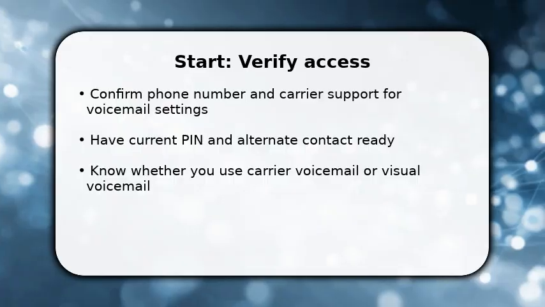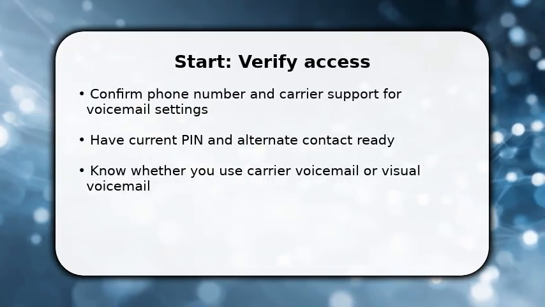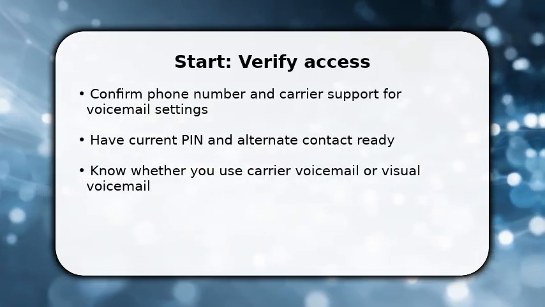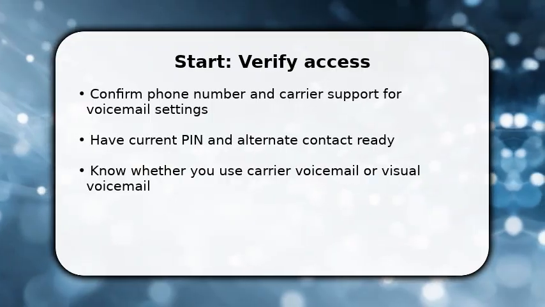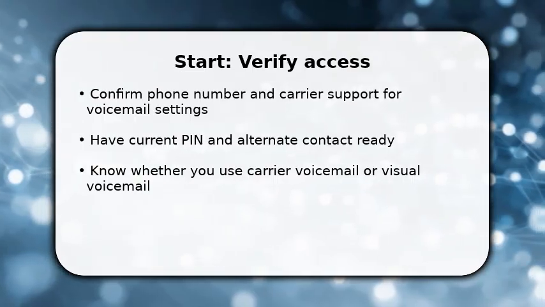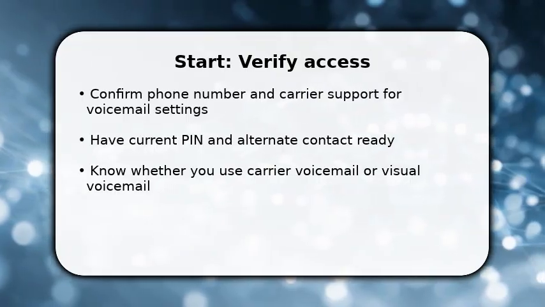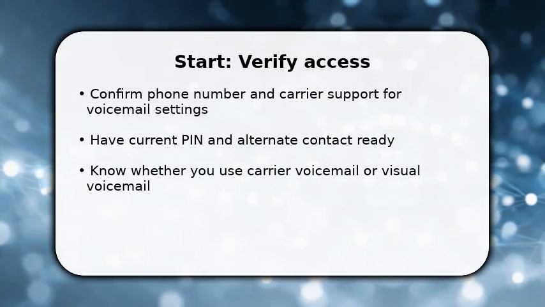Enjoy the video. You're going to start by confirming you can access the voicemail system. This saves time. Dial your voicemail now or open the visual voicemail app, then enter the current PIN when prompted. If you don't remember the PIN, use the carrier's account recovery on your phone or website. This is necessary before changing it.